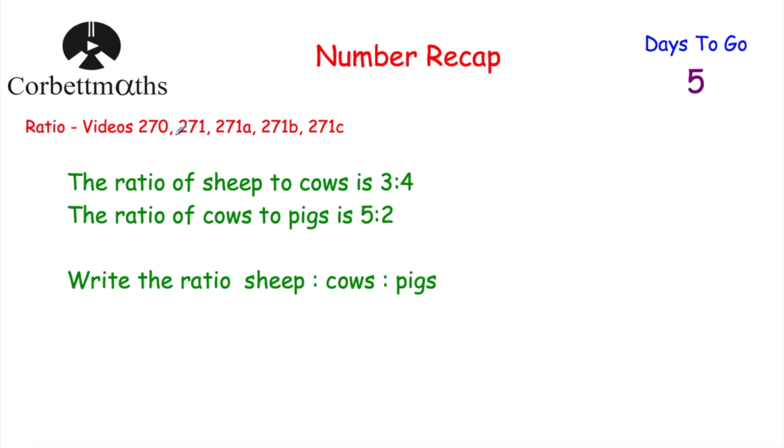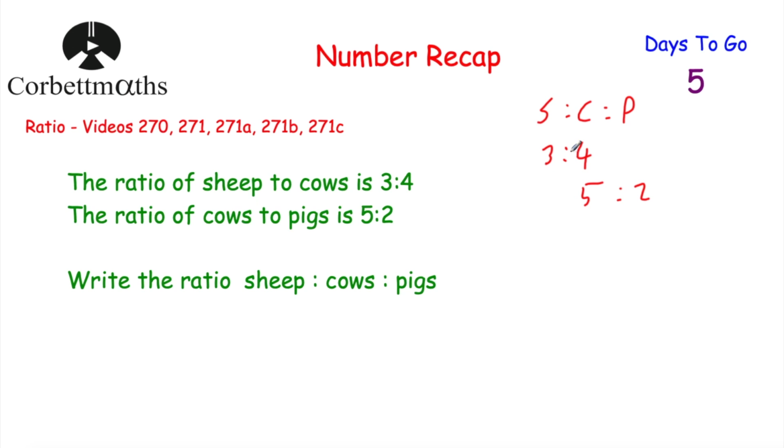Okay, another useful skill whenever you're dealing with ratios is, if you've got 2 different ratios, how to combine them as one ratio. So if the ratio of sheep to cows is 3:4, and the ratio of cows to pigs is 5:2, we want to find the ratio of sheep to cows to pigs. So I'm just going to write sheep to cows to pigs. The first ratio, sheep to cows, is 3:4. And cows to pigs is 5:2.